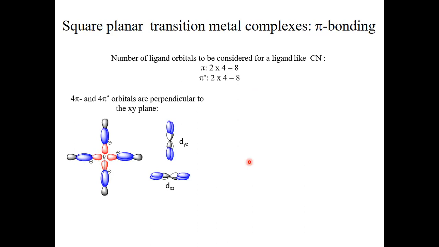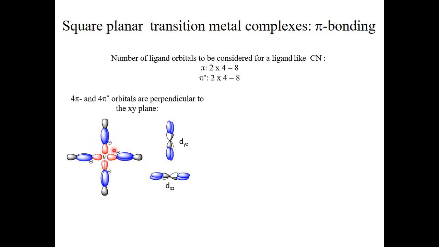Like I said before, we now have to distinguish between so-called perpendicular and parallel orbitals. Because we have a relatively low symmetry, our pi orbitals are not all symmetrically equivalent. So you see here the 4 pi and the 4 pi star orbitals that are perpendicular to the xy plane. We say that our square planar complex lies in the xy plane, and we consider any pi orbital which is standing perpendicular to the xy plane as a pi orbital which has lobes above and below the xy plane.